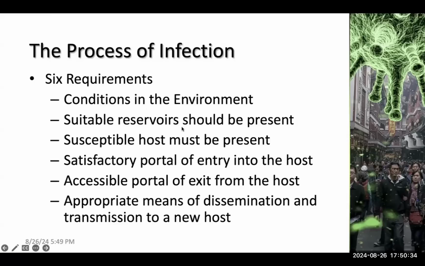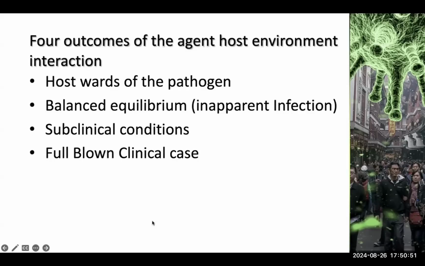There should be a suitable reservoir present. A susceptible host must be present. And there should be a satisfactory portal of entry into the host and an accessible portal of exit from the host. And lastly, an appropriate means of dissemination and transmission to a new host. There are 4 outcomes of the agent-host environment interaction. The first will be that the host will ward off the pathogen, and if the host wards off the pathogen, then there will be no infection and there will be no disease.